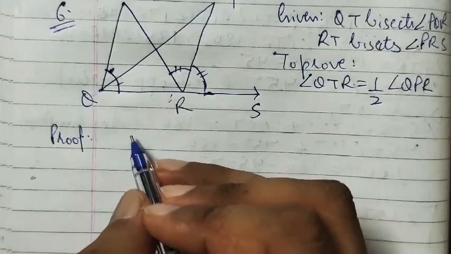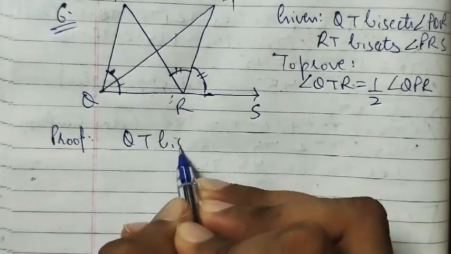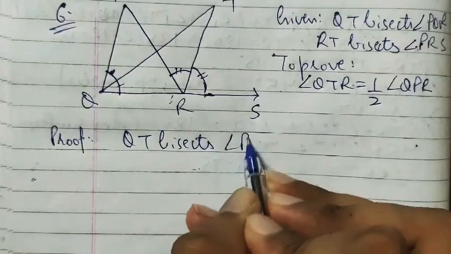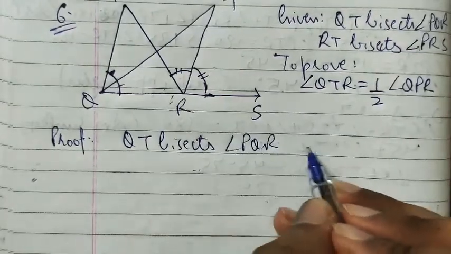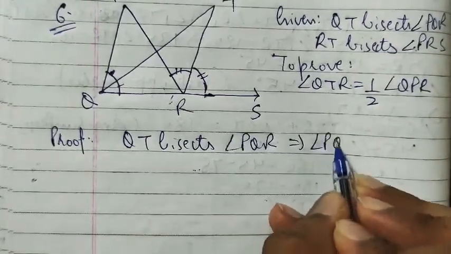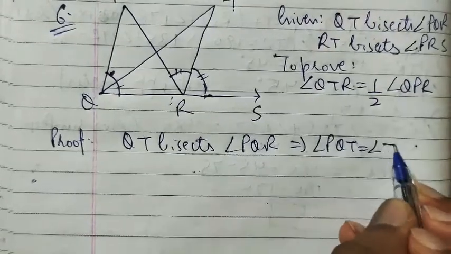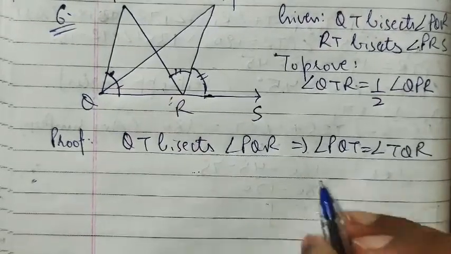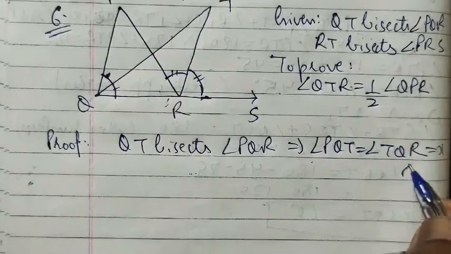So if QT bisects angle PQR, we can say angle PQT is equal to angle TQR, right? So let it be x, right?